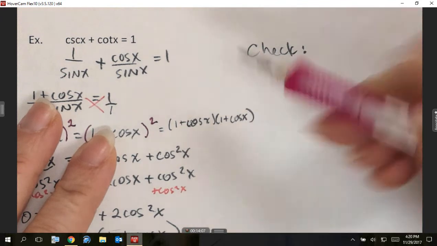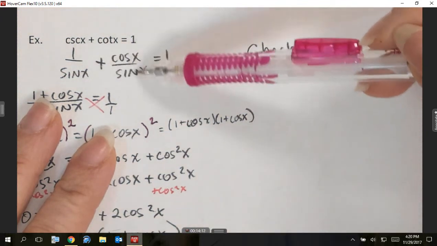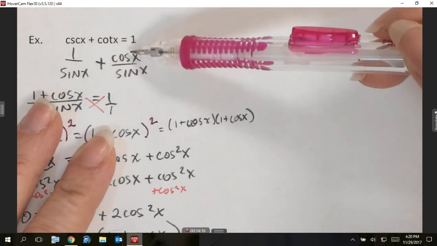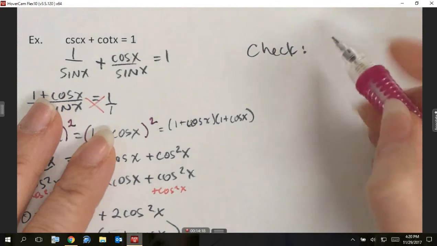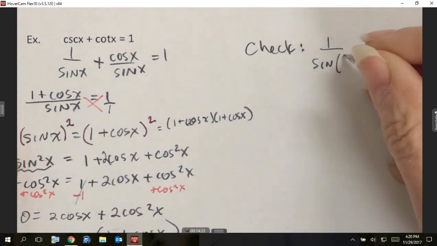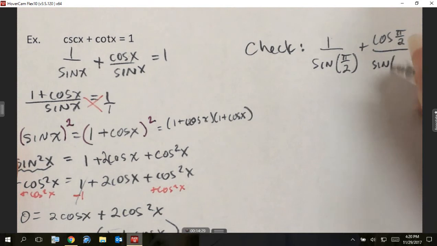So I'm going to check them in the original, but I'm going to check them in the one with the sines and the cosines. These are exactly equal. This is before I squared it, so I can check it in this one too. So I'm going to do 1 over sine, and my first angle is pi over 2, plus cosine at pi over 2 over sine pi over 2 equals 1.